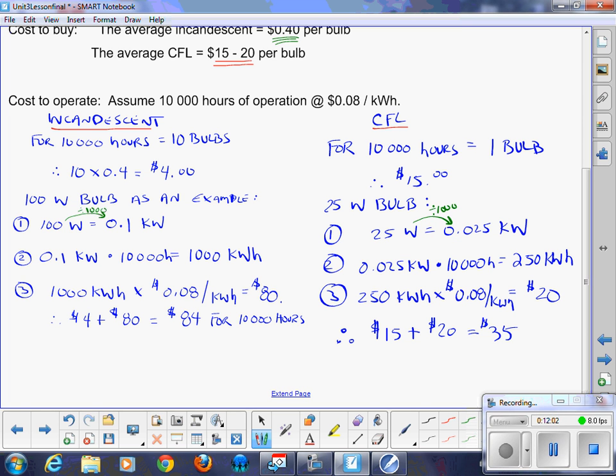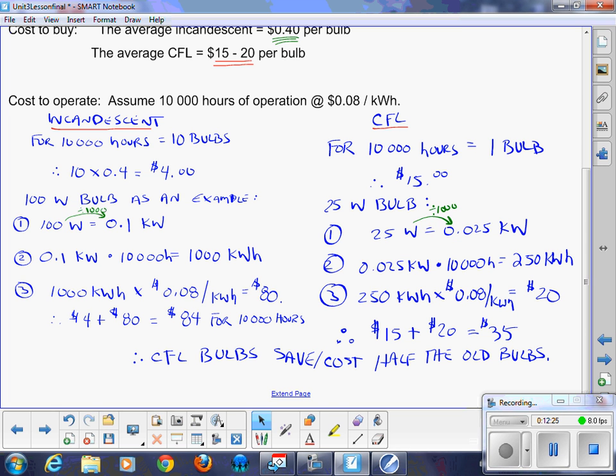So therefore, CFL bulbs cost half of the old incandescents. So when you're looking at purchasing new bulbs for your house, you need to consider, yes, you're paying a lot more up front, but in the end, when you look at it, it's $84 versus $35 to $45, which is the savings.